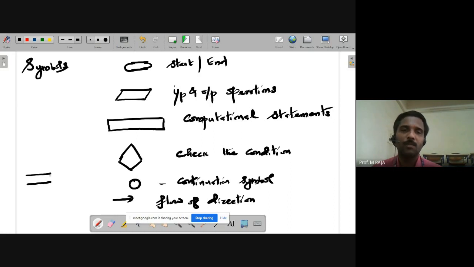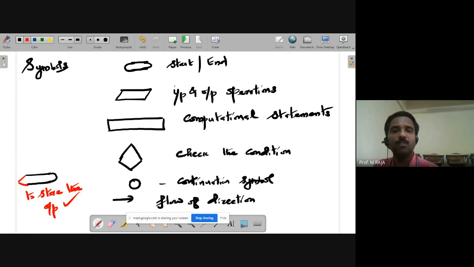In some cases, if you want to store the output, the hybrid symbol is introduced. This is the hybrid symbol, oval as well as this checkbox. This is used to store the output in terms of variables. These are the symbols used in the flowchart.